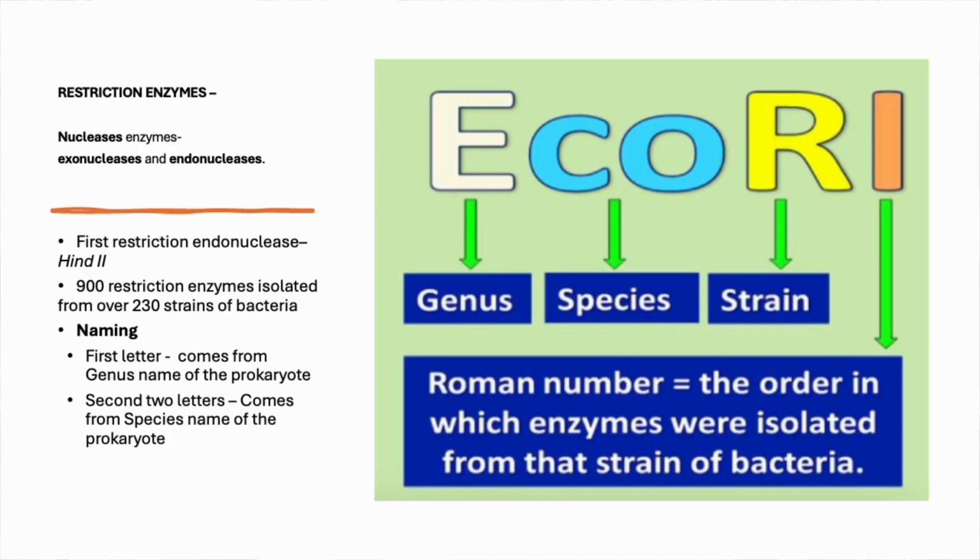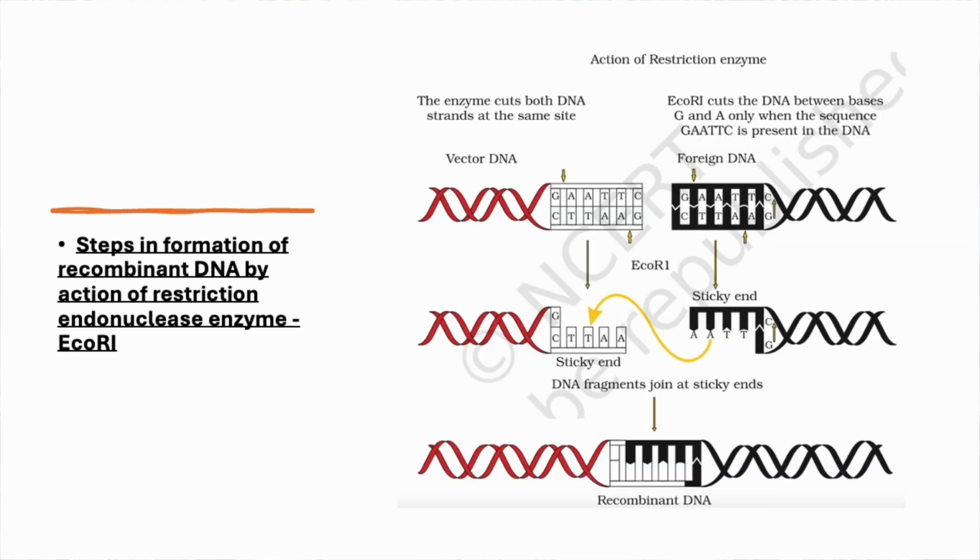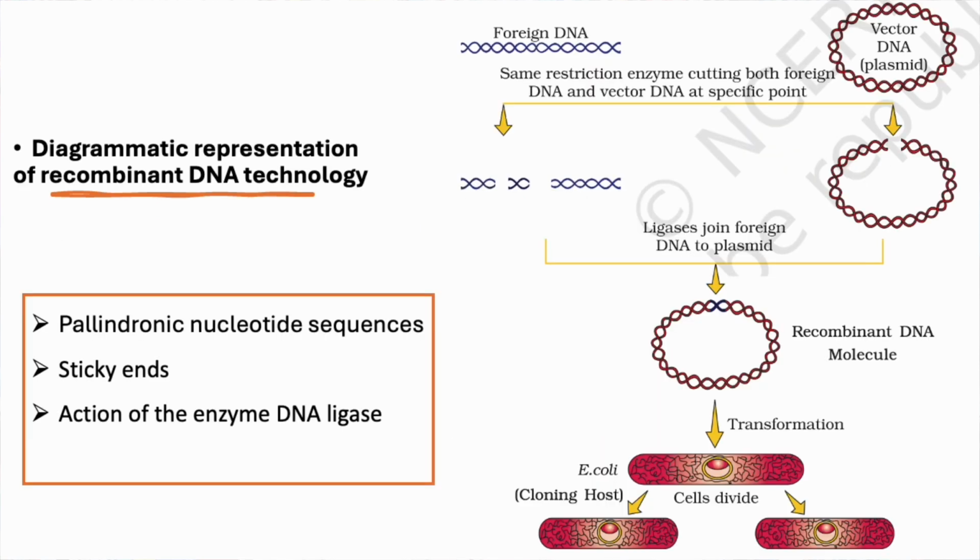First we learn restriction enzymes, learn the naming of restriction enzyme. One example is given in the textbook, EcoR1, learn this. Then the diagram explains the formation of rDNA by the action of restriction enzyme. This is an important diagram which shows the palindromic sequence of EcoR1. Then the representation of recombinant DNA technology.